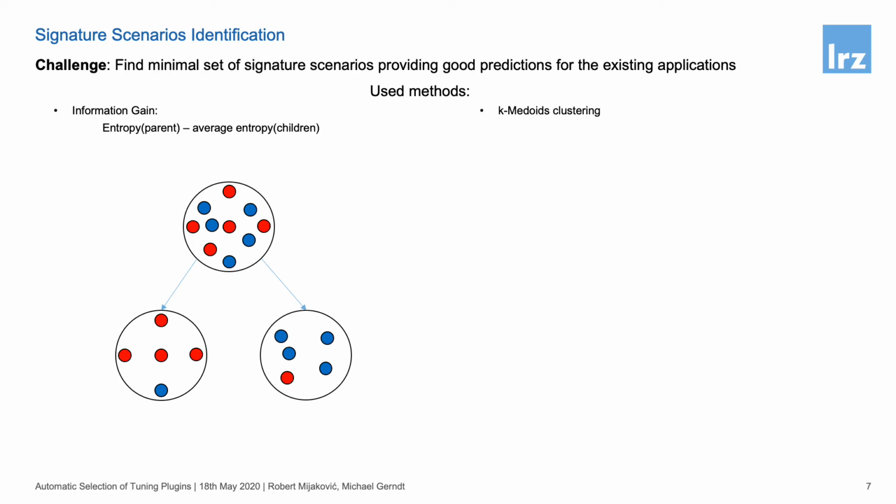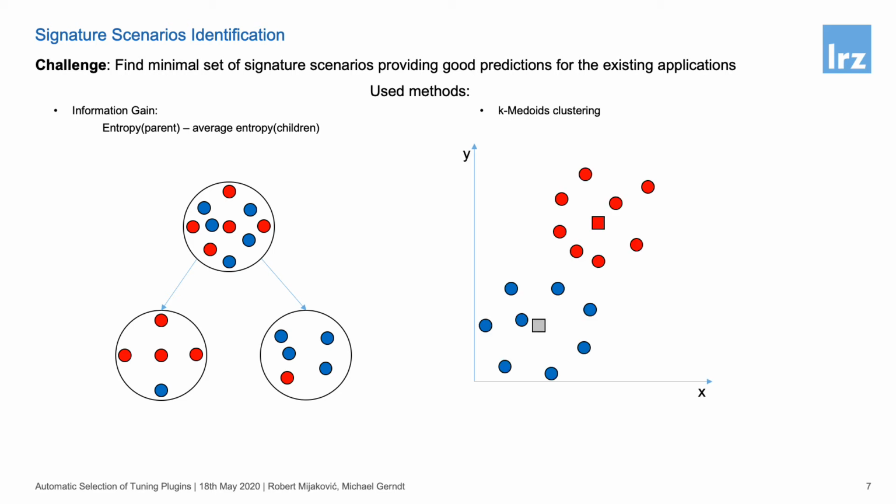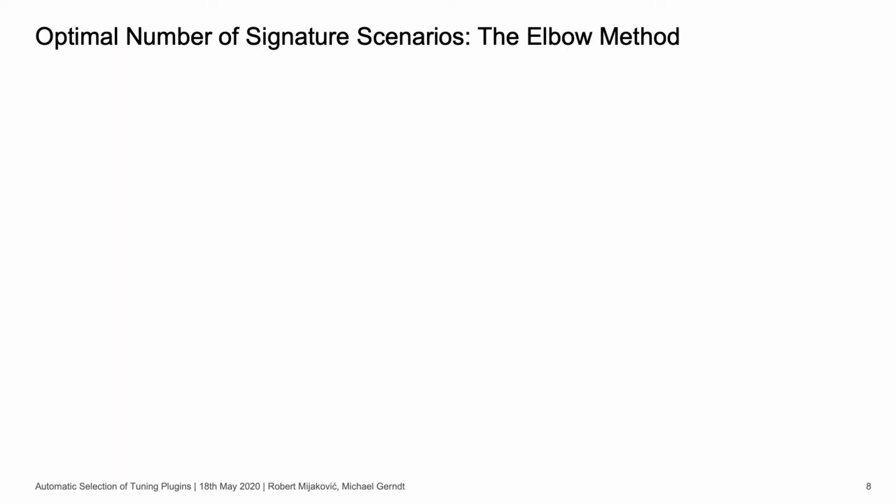The next method is k-medoid clustering. Here we create clusters of scenarios and assume that their medoids, over here in red and in gray, hold enough information about other scenarios from the same cluster that it is not necessary for them to be evaluated. So once we know how much information each scenario brings, we have to decide where is the sweet spot between having more signature scenarios and better tuning potential predictions, and where we are just wasting time.